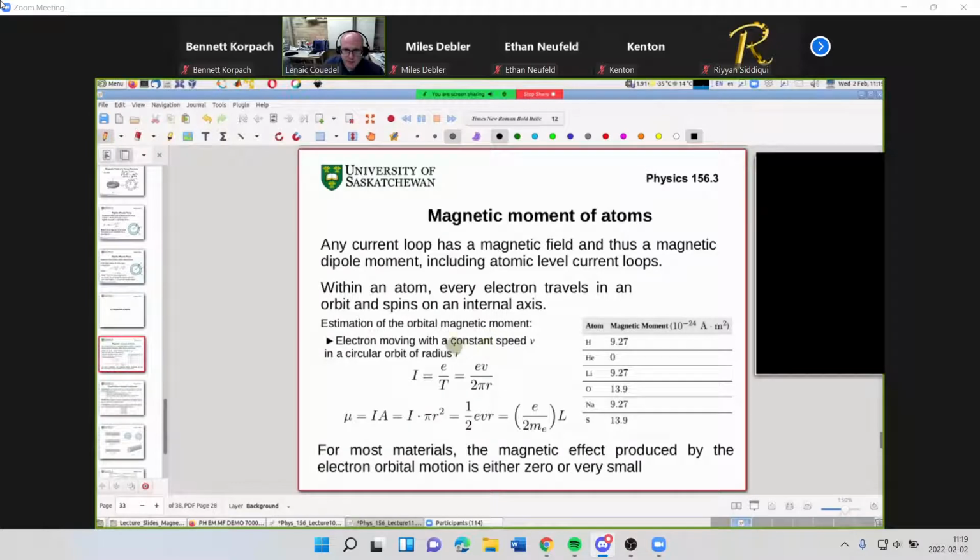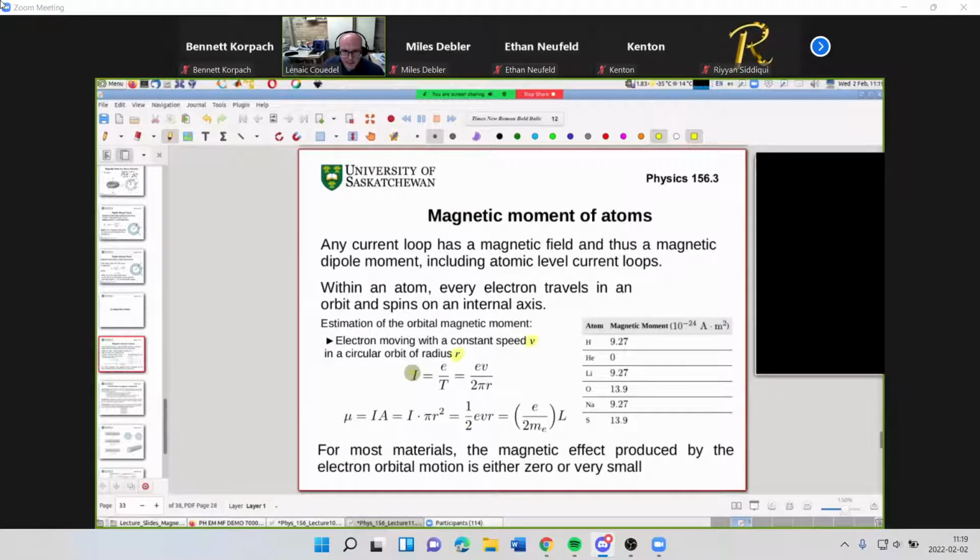So if you consider that the electron is moving at a constant velocity v on a circular radius r, then the current is just the charge of the electron divided by the time it takes for the electron to go around the nucleus. So that will be ev divided by 2 pi r. Then you can calculate the magnetic moment the same as you did for a current loop that we did like 2 lectures ago. You just obtain the area, it's pi r squared. So the mu is just I times pi r squared.